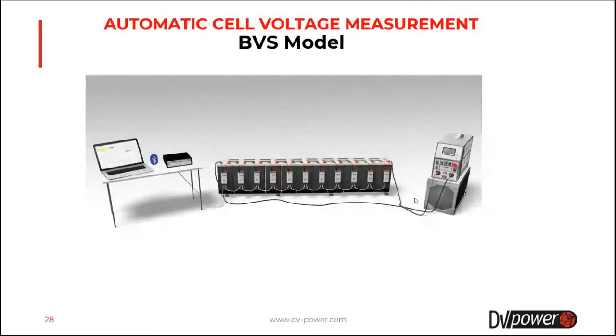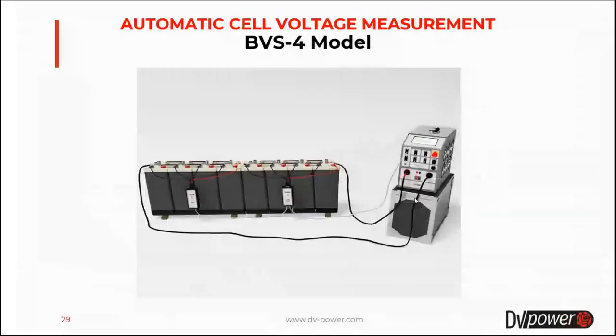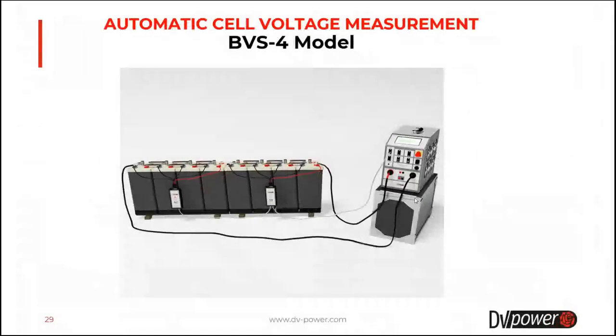Our solution for automatic cell voltage measurement is BVS, or Battery Voltage Supervisor System. It has two modules, BVS1 and BVS4. Main difference between modules is that BVS1 module measures the voltage of one cell, while the BVS4 module measures the voltage of four cells at once. As you can see in these two slides, this is the BVS1 module, and this is the BVS4 module.